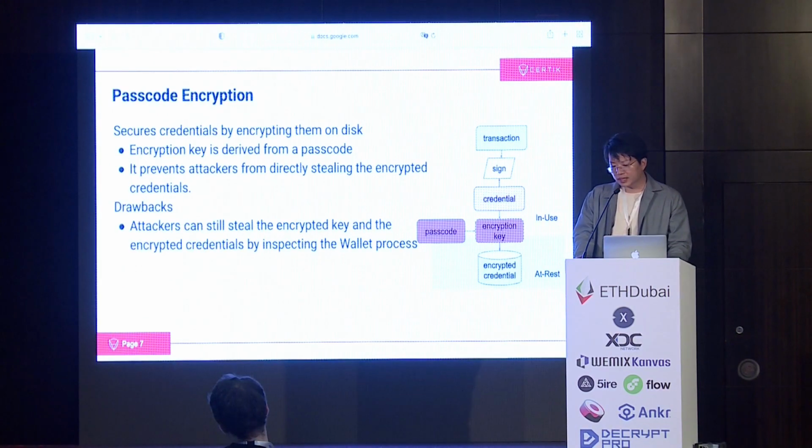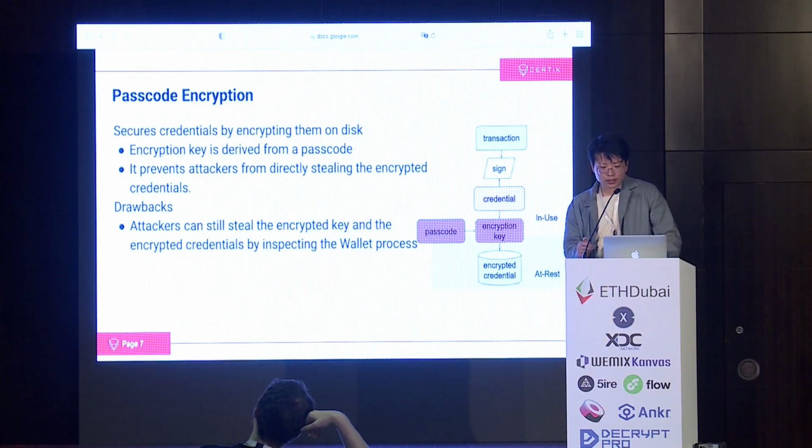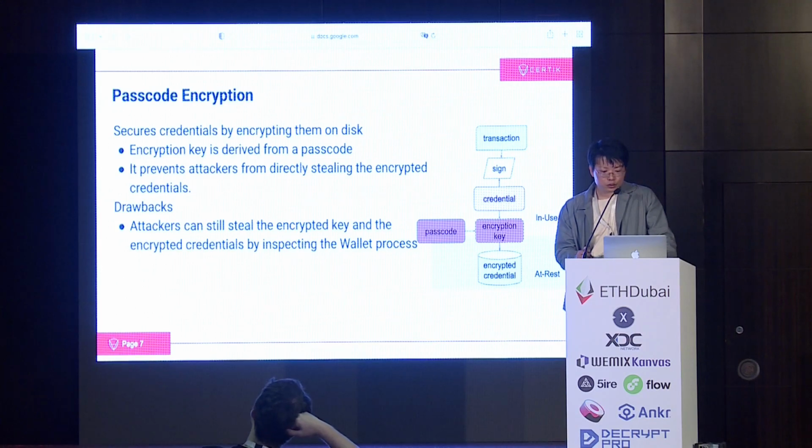The first protection approach worth mentioning is password encryption, passcode encryption. The approach aims to protect credentials at rest by encrypting them on disk. The encryption key is never saved on disk. Every time before using the credential, the user has to type in the passcode. The wallet app saves the passcode in memory and then derives the encryption key from the passcode in memory.